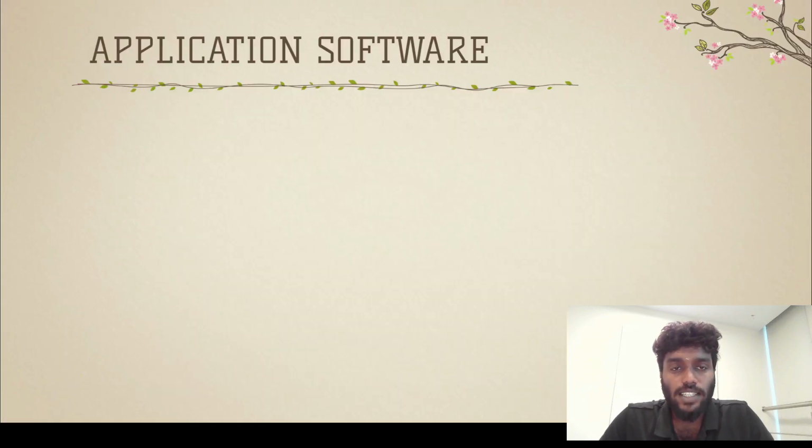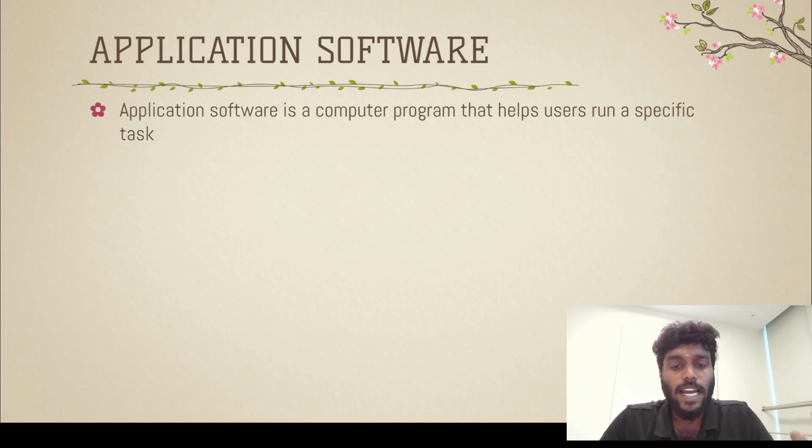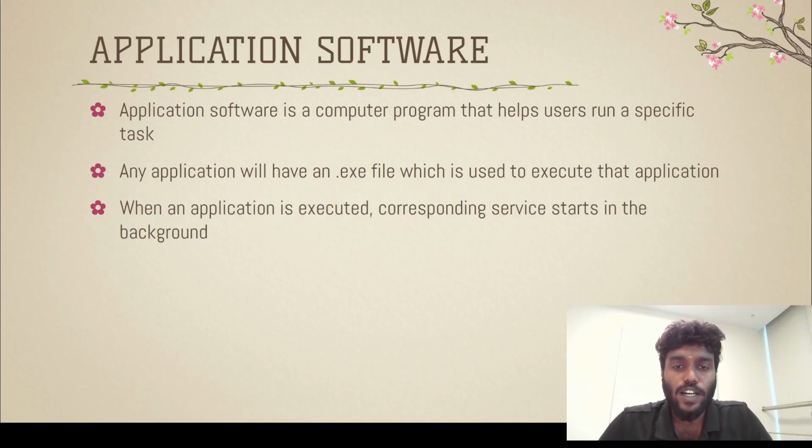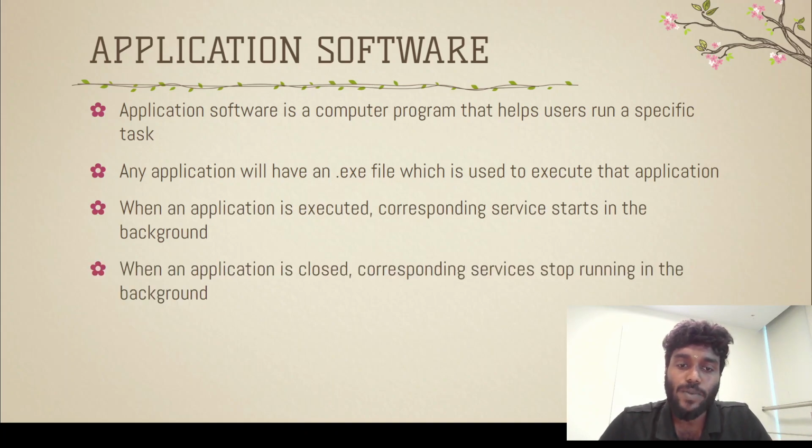Now let's see what is an application software. So a regular application is manually launched by the end user from the desktop or startup menu to perform a specific task. Any application that is developed will have an .exe file which is used to execute that application. Once an application is launched, a corresponding service starts running in the background. Similarly, when an application is closed by the user, the service that was running in the background stops.